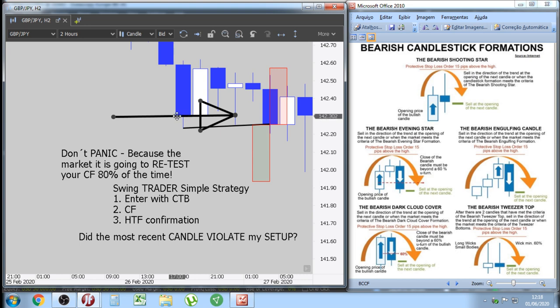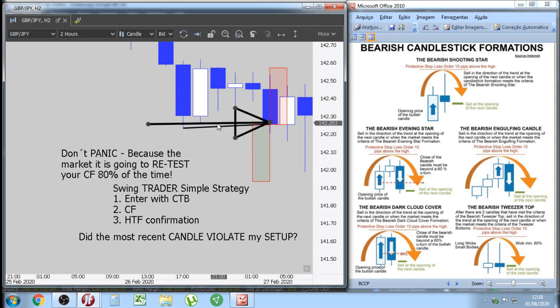Everybody, this is where we are trying to learn how to think as a trader. This is just an example. You can have a violation on any setup that you are trading. You need to understand until where and then until when your setup is still valid.